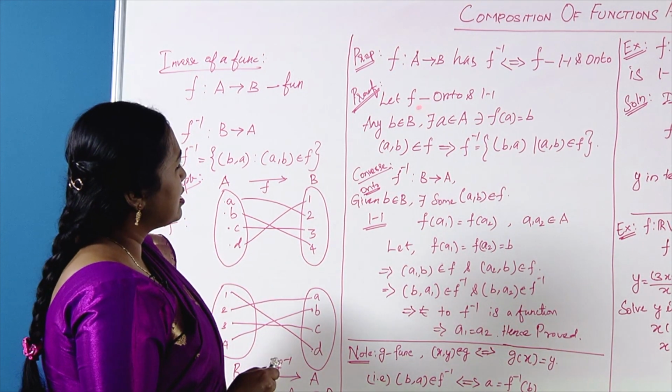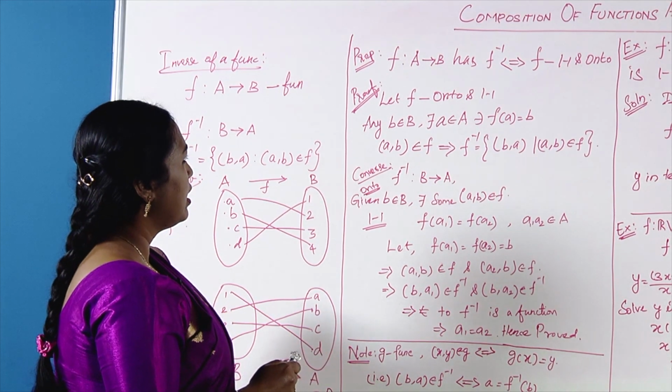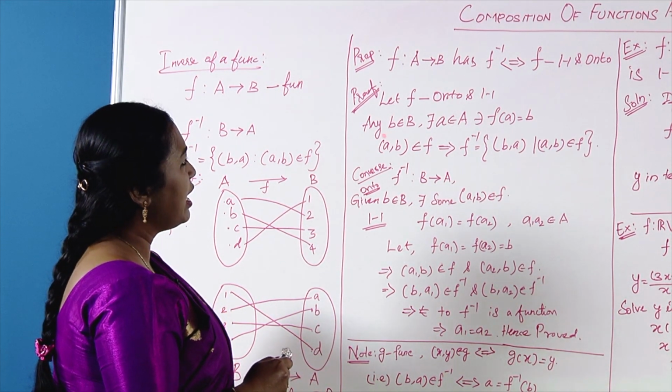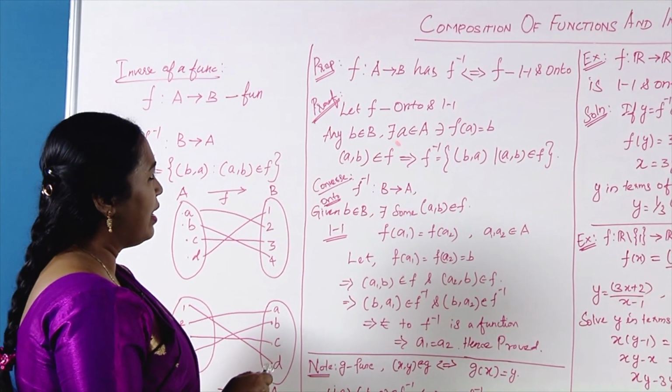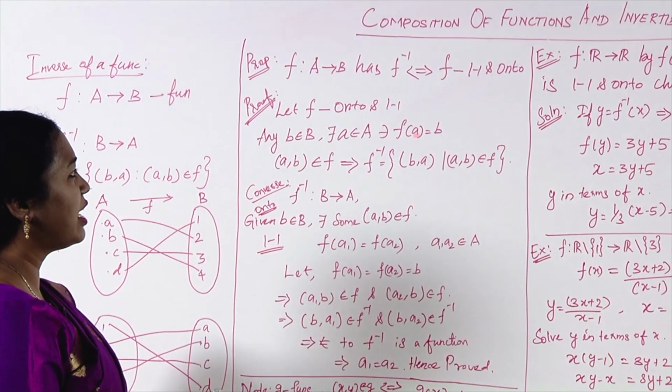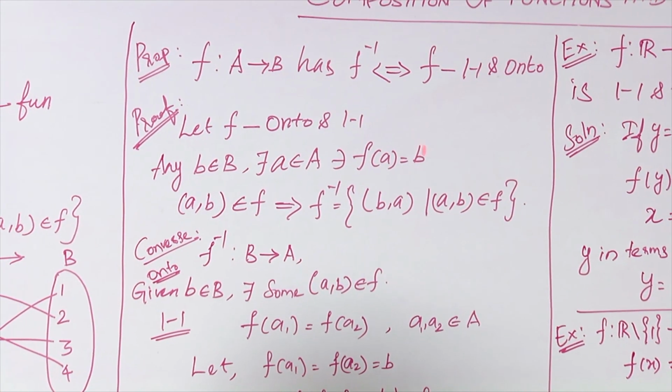Now, the proof. Suppose, let us assume for example, f is 1-1 and onto. Then it means that for any b belonging to the codomain B, there exists one element a inside A such that f of a is equal to b. Since f is 1-1 and onto, this is true.